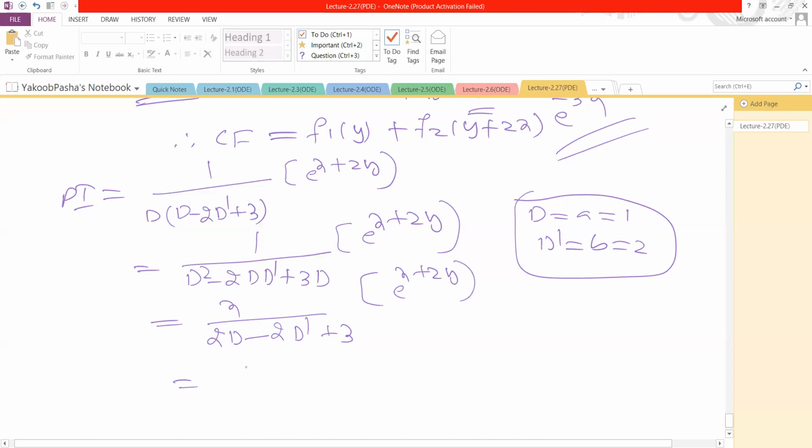That means d equal to 1, that is 2. d dash is equal to 2, that is 4 plus 3 into e to the power of x plus 2y. This is 6, this is 2. So sorry, 5 minus 4. This is 1. x into e to the power of x plus 2y is the particular integral.